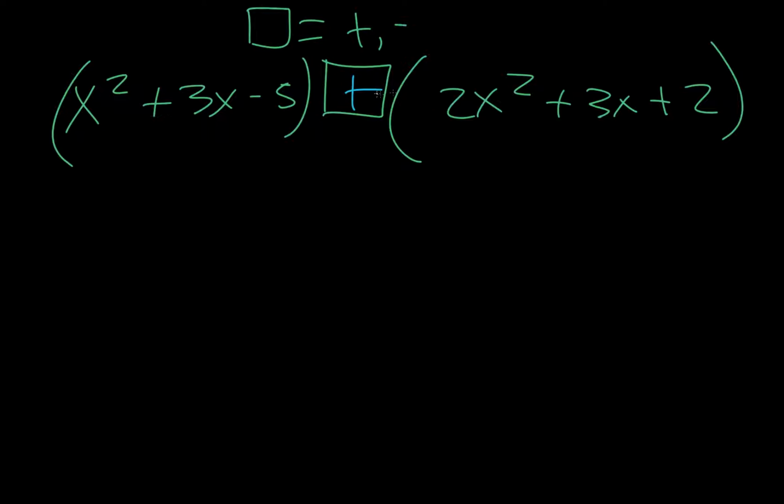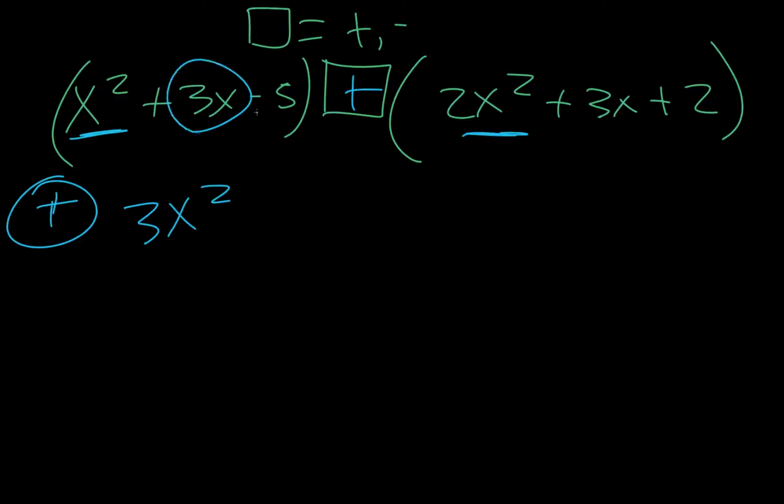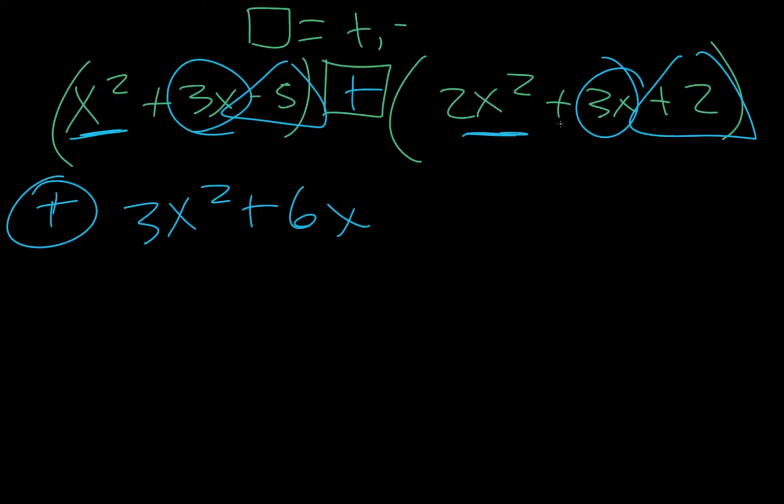So when this is a plus sign, we just combine like terms. So we have x squared and 2x squared, which would be 3x squared. I don't know where I wrote a plus sign there. 3x squared. And then this one and this one would make 6x. And then this one and this one would be negative 3. Okay.